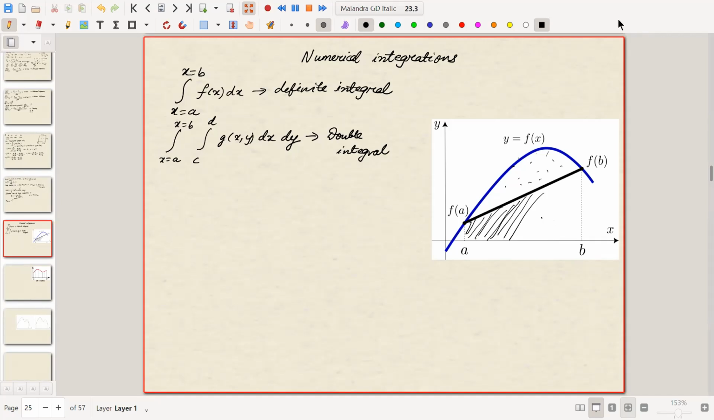And since this looks like a trapezoid, A to B, f(a) to f(b), it is known as the trapezoidal rule. So it basically is the area. Now this is the basic idea. Now we will see the math behind it.